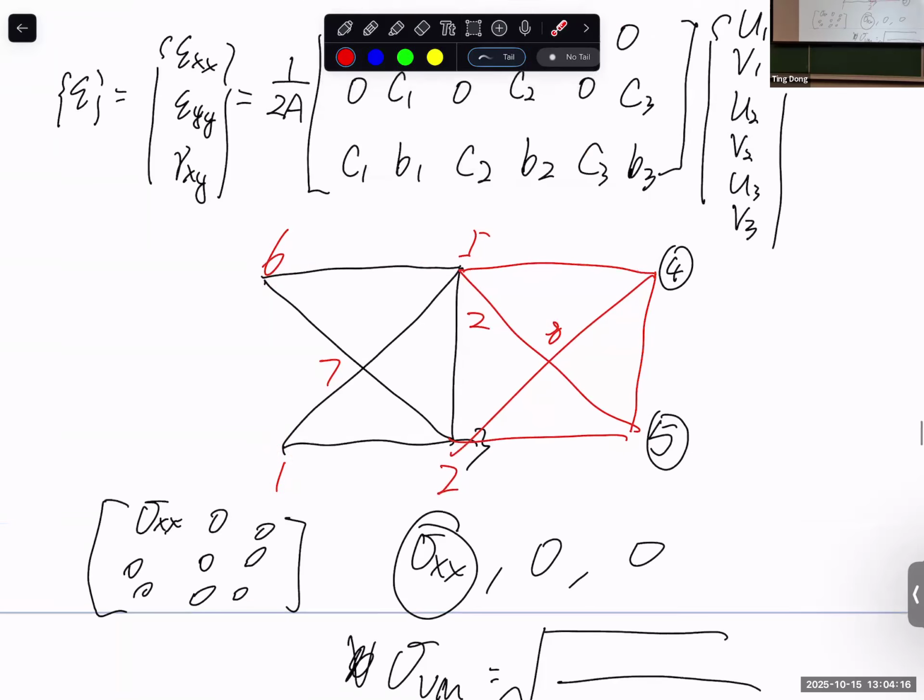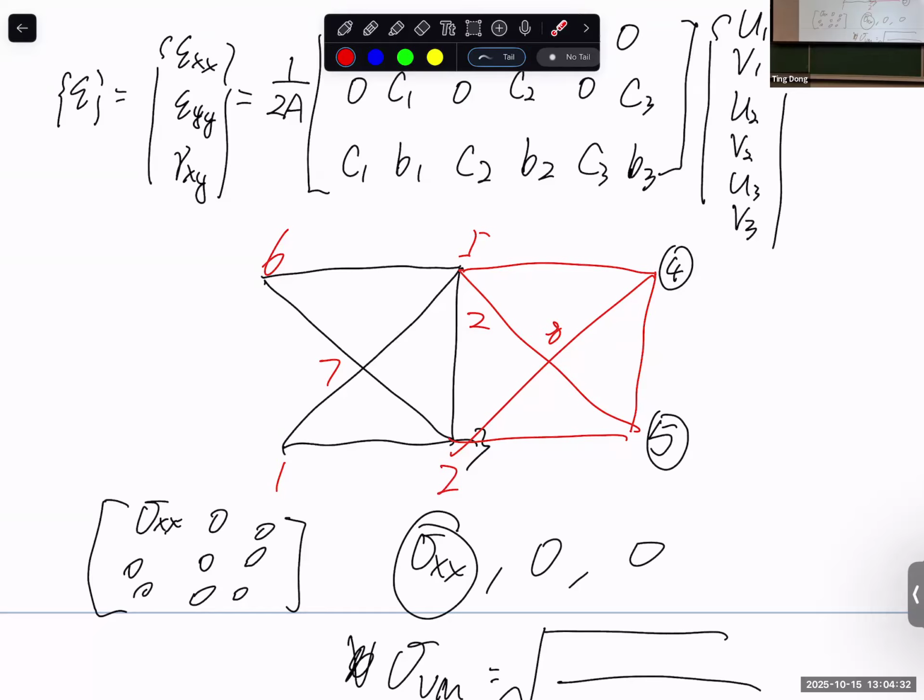The question says to find the bending moment and shear force at node 3 using 2 different methods. One of those methods is what we've done in class, and the second method is also what we did in class. Let me show you. I showed both methods in class, so I don't expect you to create any method on your own.